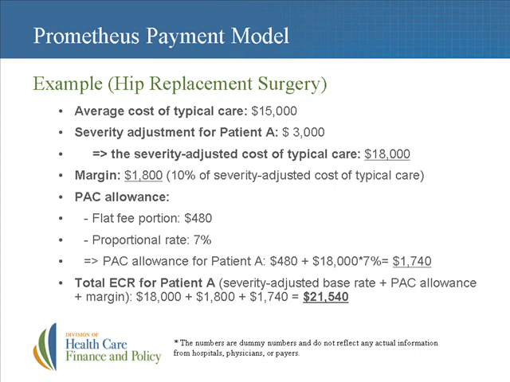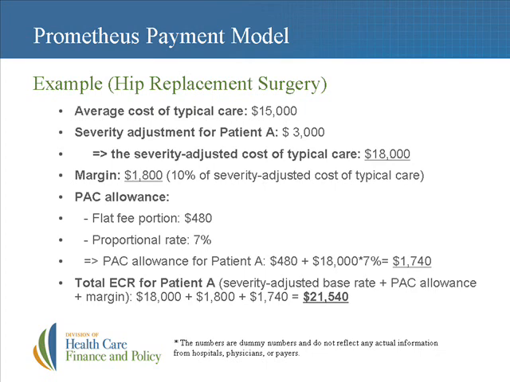Let's take an example of a hip replacement surgery. The typical cost of care that includes all the appropriate services as determined by the clinical guidelines with no adverse event is determined in this case to be $15,000. This particular patient is of an advanced age and has some comorbidities, so it requires a severity adjustment of $3,000. So the severity adjusted cost of typical care for this patient is $18,000. At this time, the profit margin piece is set at 10%, so that's added to it for $1,800 additional.